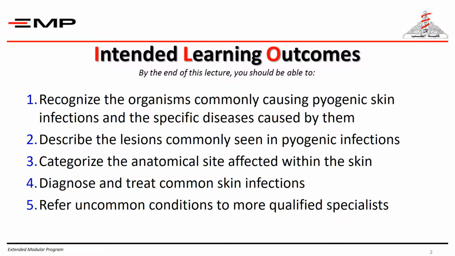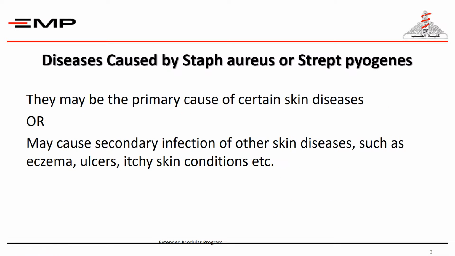Our intended learning outcomes are to recognize the organisms commonly causing pyogenic skin infections and the specific diseases caused by them, to describe the lesions commonly seen in pyogenic infections, to categorize the anatomical site affected within the skin, to diagnose and treat common skin infections, and to refer uncommon conditions to more qualified specialists.